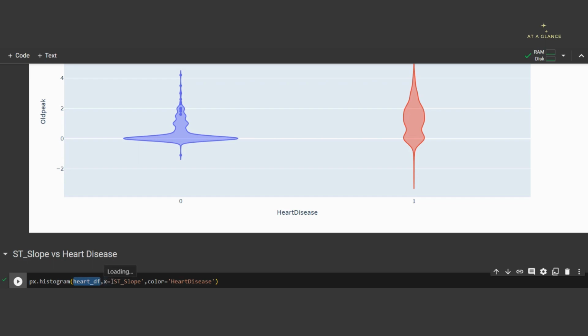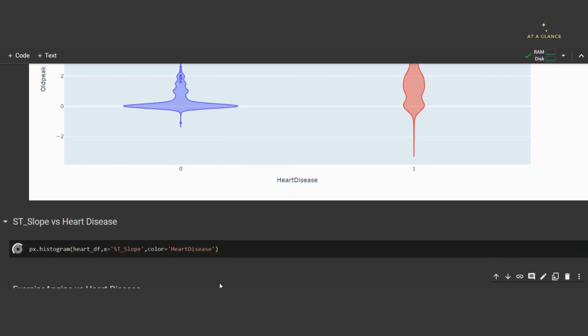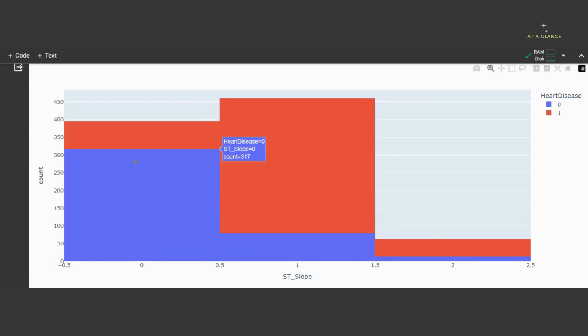And on the x-axis, we are going to specify the ST_slope column, and we are going to segregate it with the help of the heart disease column, for which we are going to use the color. And now let's print it. And you can see over here that we are getting this particular histogram. So here, on the x-axis, we have the ST_slope. 0 means there is down sloping, 1 means there is flat sloping, 2 means there is up sloping.